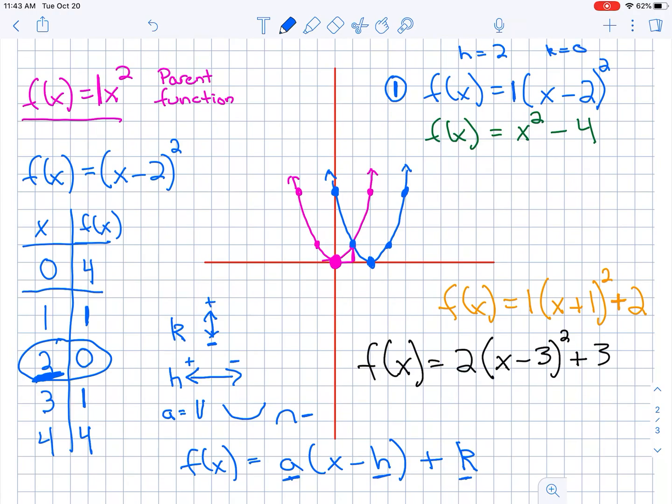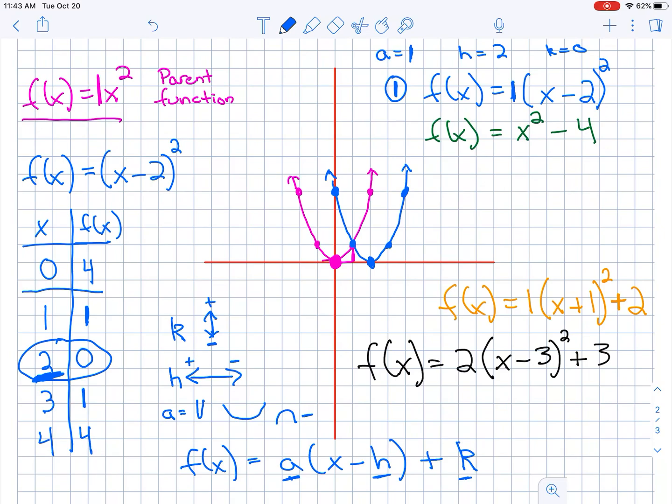Now, there is an a value. When there's nothing in front, it's not 0. If it were 0, 0 times x minus 2 would be 0. The whole problem would go away. It would just be no good. So 1 times x minus 2 squared would just leave you with x minus 2 squared, okay? So your multiplier there really is 1.